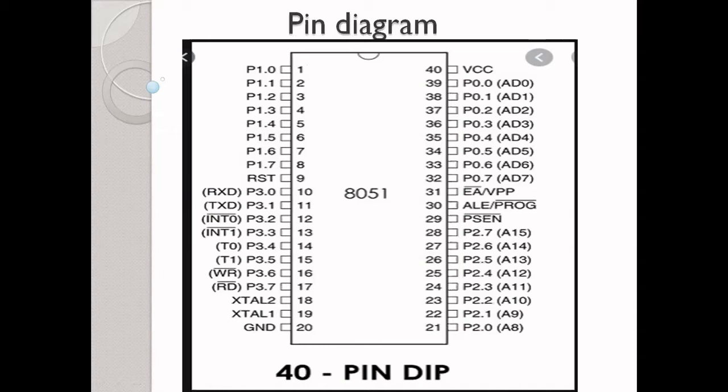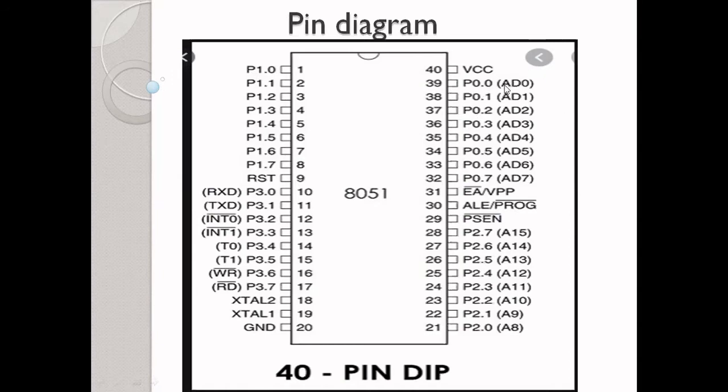Reset is used to reset the microcontroller. Next, port 1 is called a single function port. It is used only for connecting input devices and output devices. Next one is port 0. It is used to connect input devices and output devices.